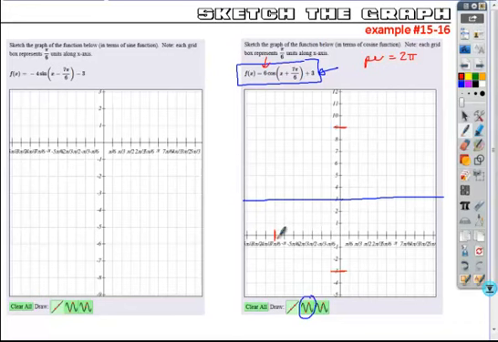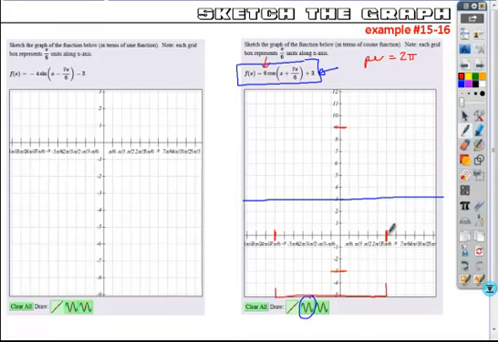Once I get my shift, what I can then do is use my period. 2 pi is going to be how many total pi over 6? From here, 2 pi is 12 pi over 6. So if I start at negative 7, I have to move over how many to the right? 5 pi over 6, right? So if I go 1, 2, 3, 4, 5, I go all the way to here. So from here to here is going to be 1 period.